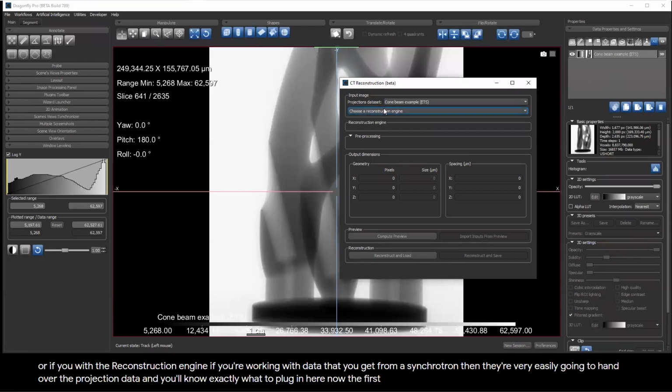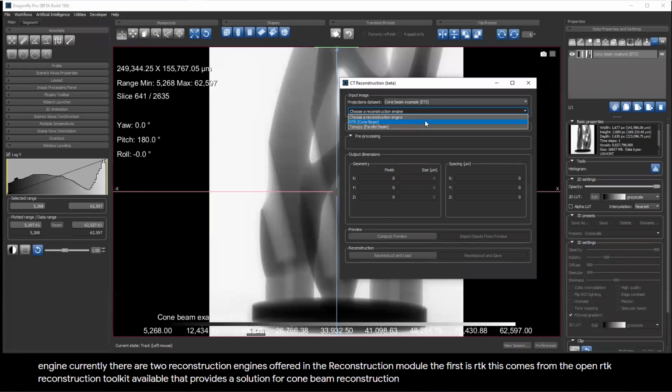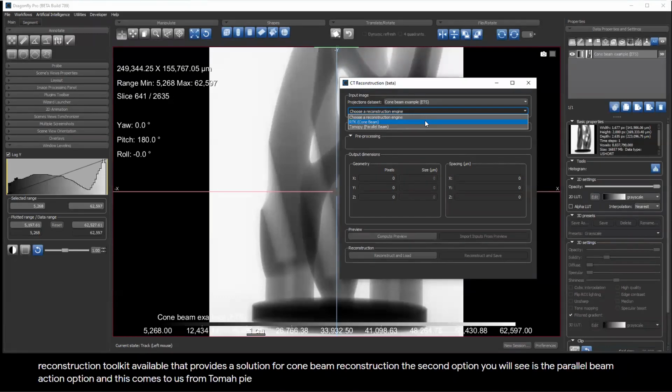Now, the first part of the workflow is choosing the reconstruction engine. Currently, there are two reconstruction engines offered in the Reconstruction module. The first is RTK. This comes from the Open RTK Reconstruction Toolkit, which provides a solution for cone beam reconstruction. The second option you will see is the Parallel Beam Reconstruction option, and this comes to us from Tomopy. Specifically, it is the GridRec reconstruction engine, but I think there is also an ART reconstruction engine. We'll look at that right now.